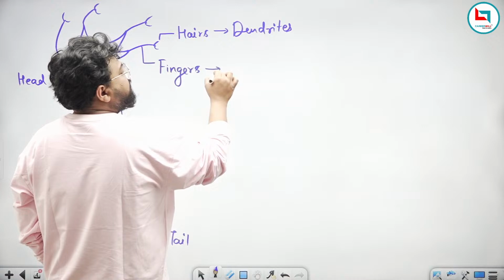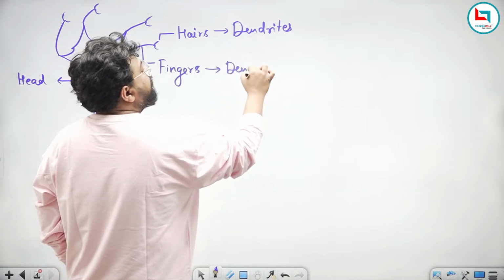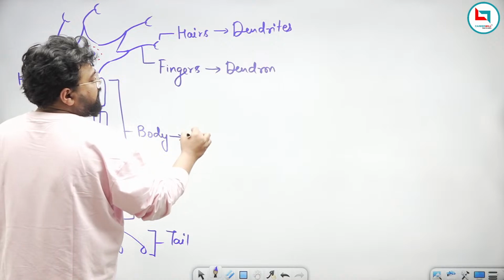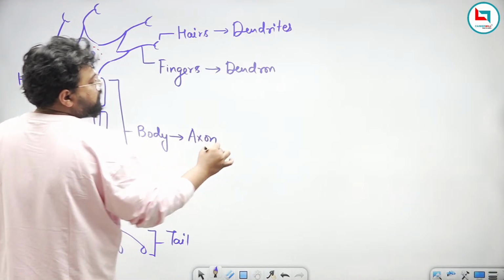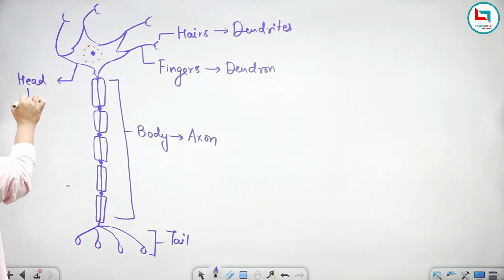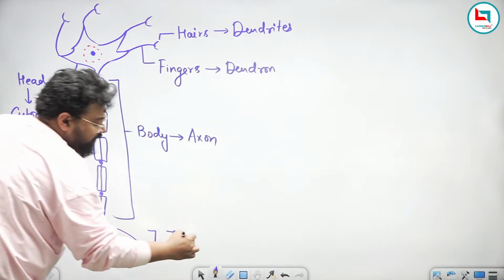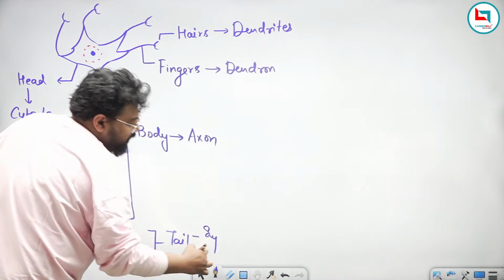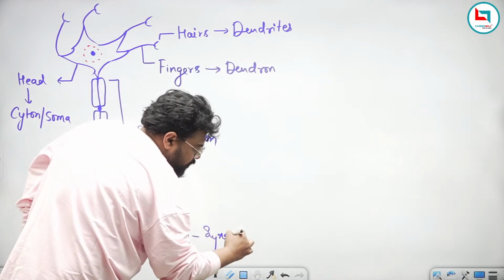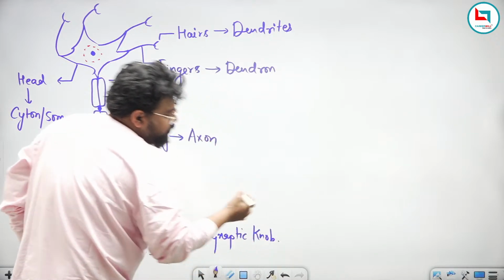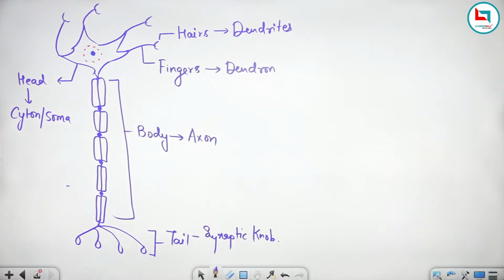These finger-like structures are said to be dendron. This body is said to be axon. This head is said to be cyton or soma, and this tail is said to be synaptic knob. So this is the typical structure of a neuron.